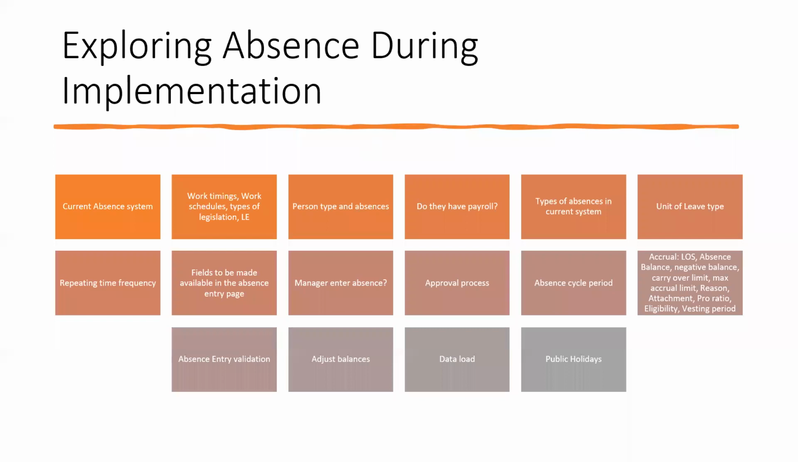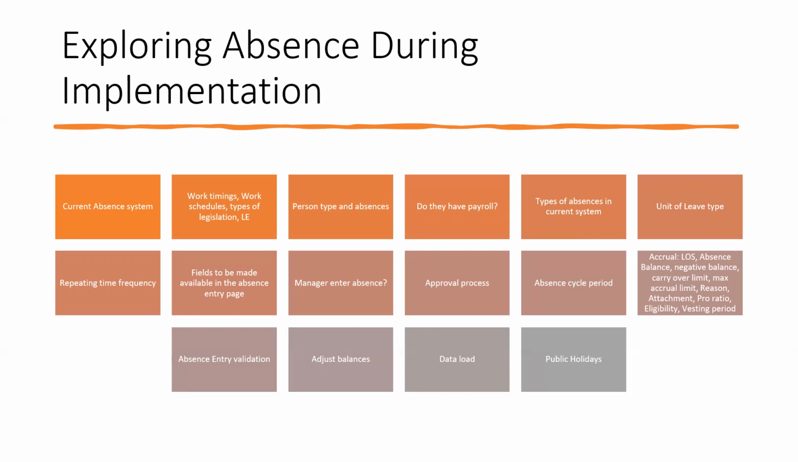So next up is the absence cycle period. For the different types of absence leave that they provide, what is the absence cycle? Is it an anniversary year they want to maintain, or a calendar year from 1st January to 31st December? How have they maintained it in the current system, and how do they expect to maintain it in the future system?